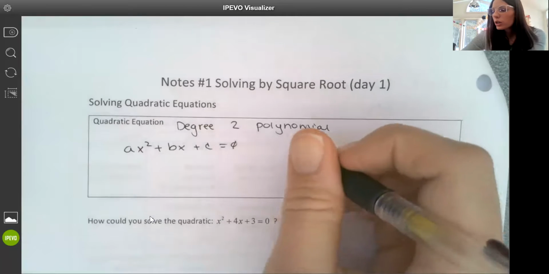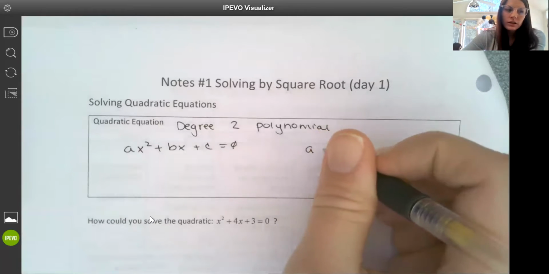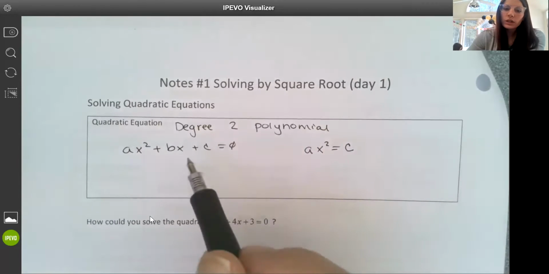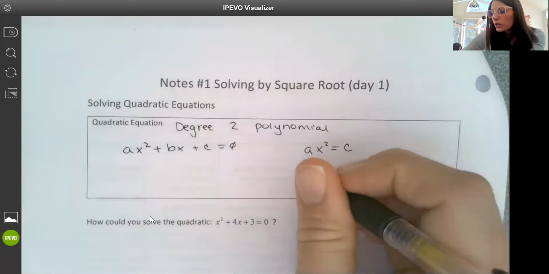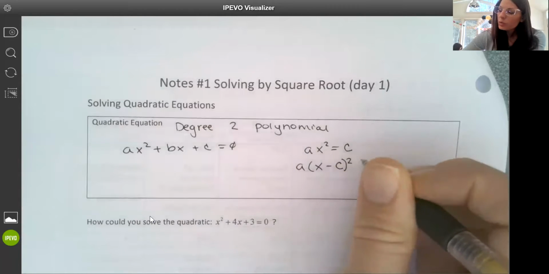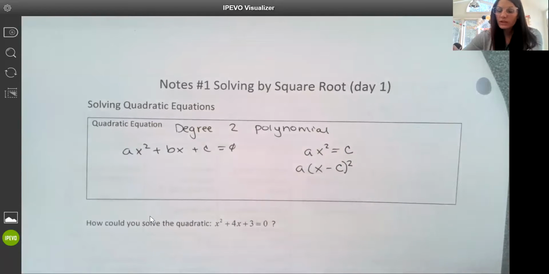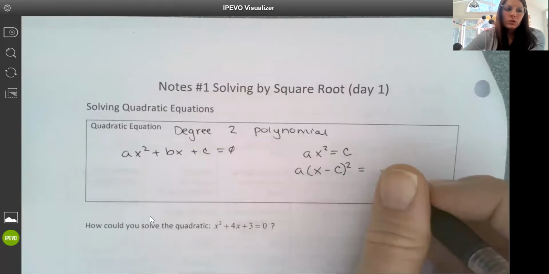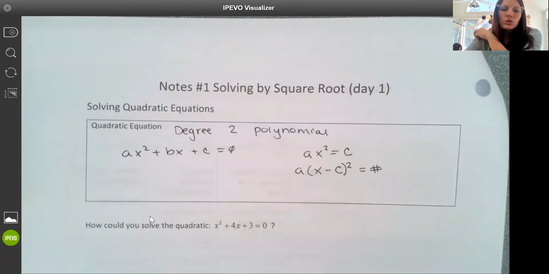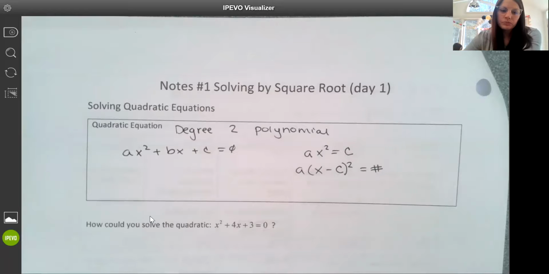But we know that it could look like this, just ax squared equals c, where I don't have a linear term in the middle. Or it could look like even this, where I have a single parenthesis squared, right, which means I have that same parenthesis twice, equal to a number of some sort. Okay, so there's all sorts of ways that a degree 2 polynomial could present itself. And so we want to have multiple strategies to solve quadratics depending on what's presented to us.